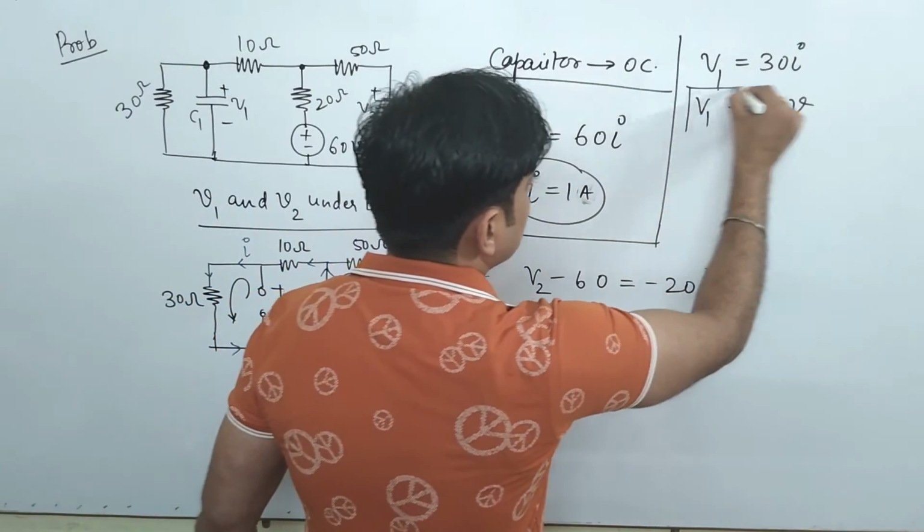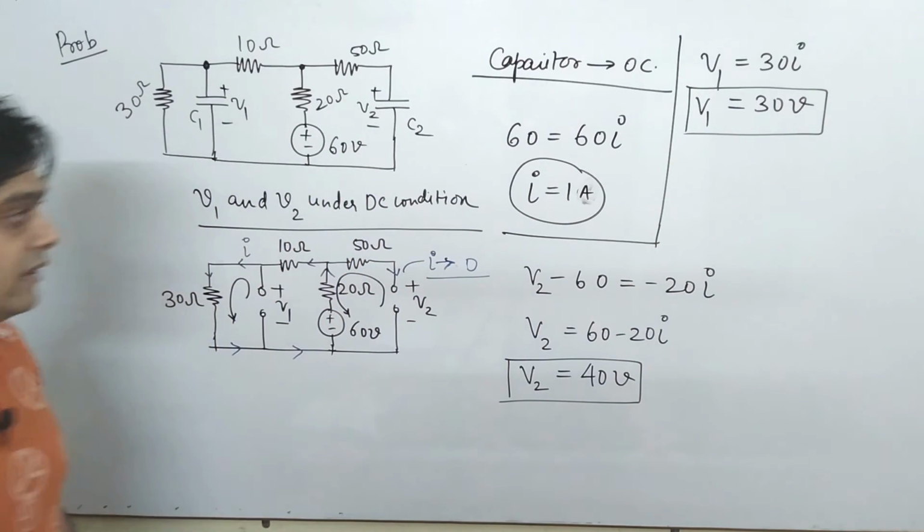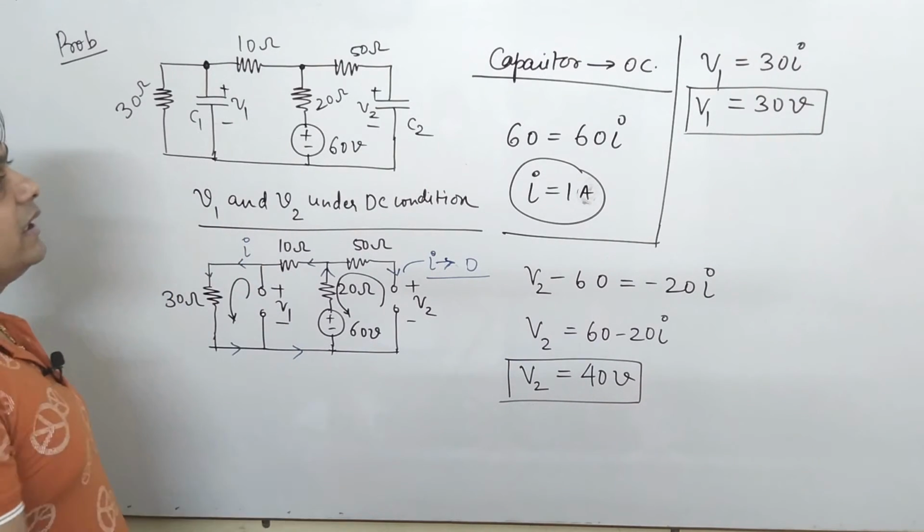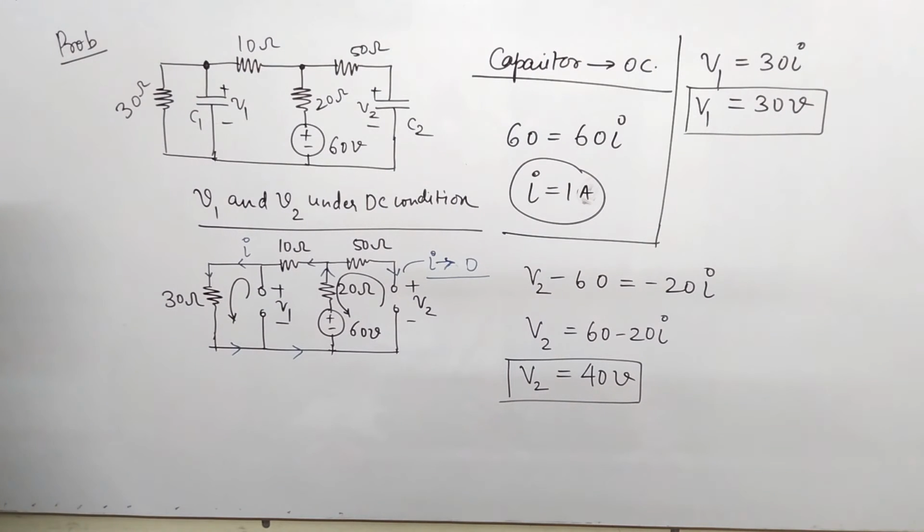So very simply you have found the value of V1 and V2. Like that, very simple questions used to come in your examination. The only thing is you must understand the concept, what will happen at DC condition. So at DC condition, this is the value of V1 and V2. You can also find the energy here, once you know the value of C1 and C2.